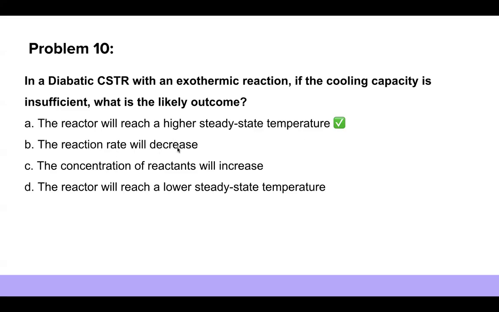A reaction rate will decrease, now that has nothing to do with the cooling capacity. Now the concentration of reactant will increase. Again, that doesn't have anything to do with the cooling capacity. The reactor will reach a lower steady state temperature? It said that there is not enough cooling happening, so the steady state temperature will be higher than usual. Okay, so option A.